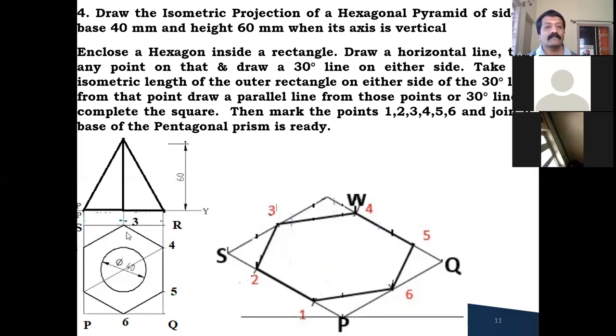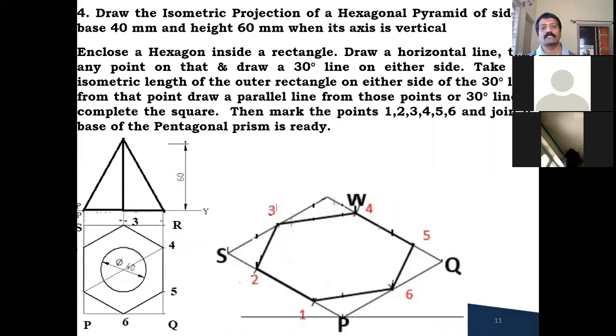Okay, and then this is the center. From here you take 60 millimeter height after drawing the vertical projector line. This is your apex or the vertex. Now you join on either side of the corner, so it looks like an isosceles triangle only here. Okay, so this is your front view.